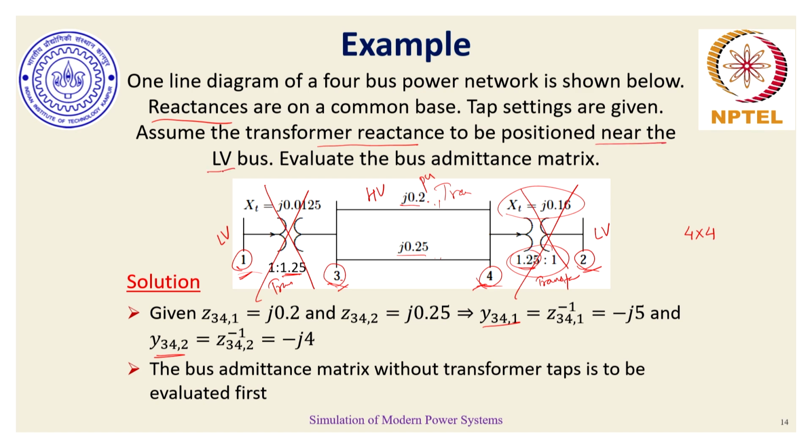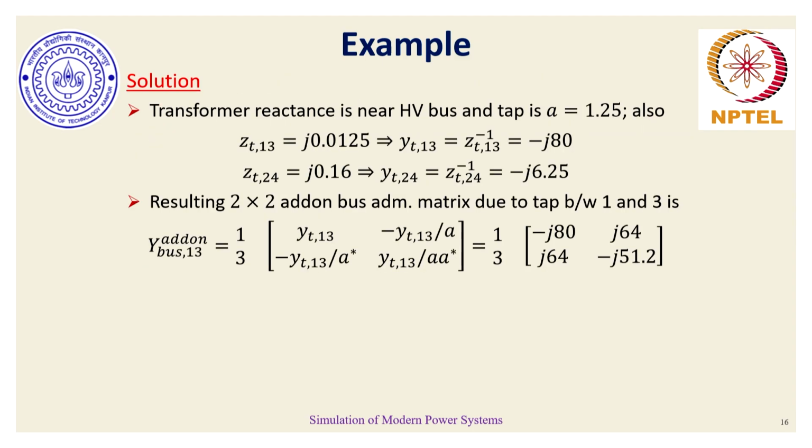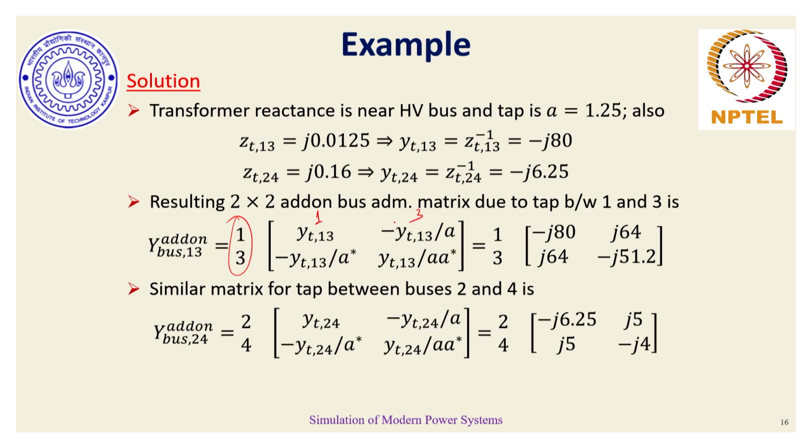With respect to the discussion that we have had for transformer tap incorporation, we can assume this to be bus I and this to be bus J, and similarly for this transformer, this is bus I and this is bus J. We apply the logic of evaluating 2 cross 2 matrices for the respective transformer taps. We have 1 3 as my row label, and similarly 1 3 as my column label for the first transformer. Likewise, I have the 2 cross 2 matrix for the transformer tap present between buses 2 and 4.